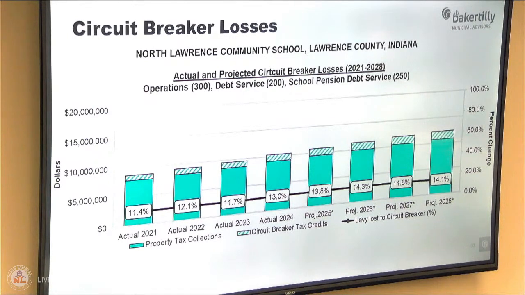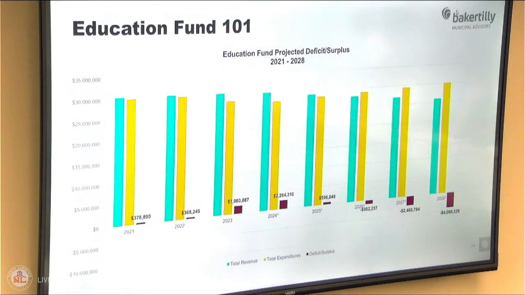So again, just something to keep in mind that those are going to be less dollars coming into your operations fund in particular. Next slide is looking at your education fund, and so we have historical information for 21, 22, and 23. The blue bar is the dollars in, the gold bar is the dollars out, and the maroon bar is the difference, so deficit or surplus. And so you've run a surplus the last 3 years.